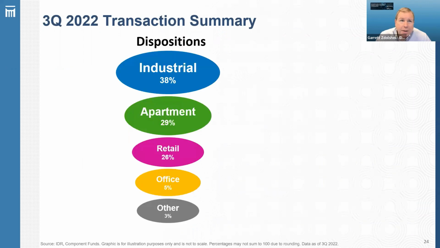From a transaction standpoint, groups like to see what was sold, and that was kind of interesting this quarter. It was led by industrial, which makes sense. It's the most liquid asset, and arguably the most attractive. So a lot of industrial, apartment, and then you see retail, office, other. There was only one office deal in the market this quarter, so don't read a lot into that.